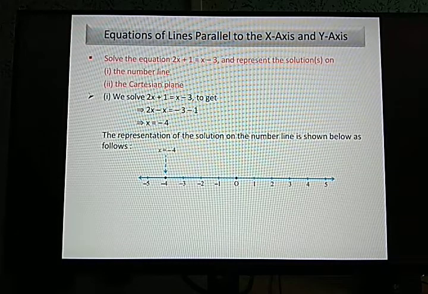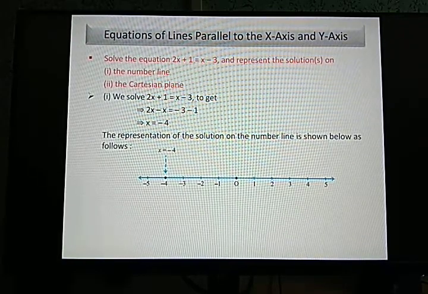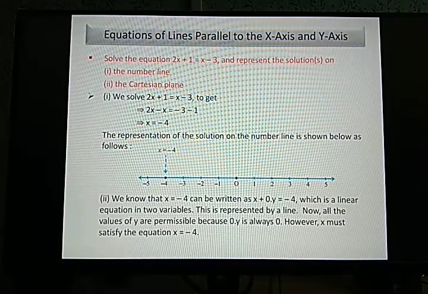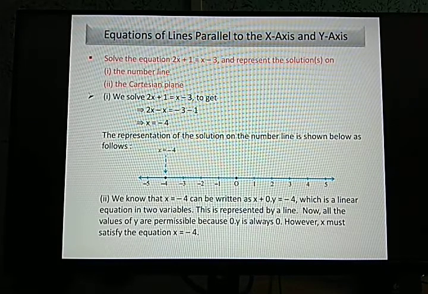Now if we have to represent it in terms of two variables, that is on the Cartesian plane, then how to do that? So similar process. Here the value of x will remain constant because it has to satisfy the given equation, whereas different values of y are permissible here, because if we write it in the linear equation in two variables form, that is ax plus by plus c equals 0 form, then the equation will look like this: x plus 0 into y is equal to -4, or we could have written x plus 4 equals 0 also. So it is the same thing.